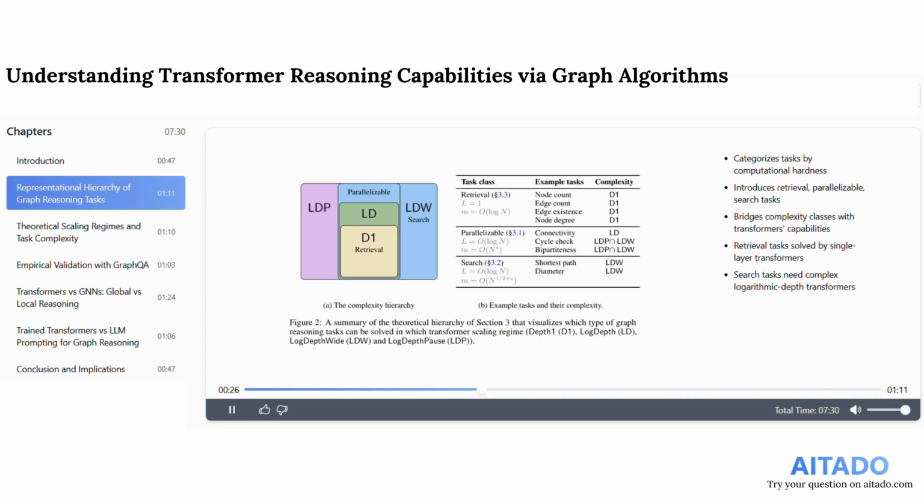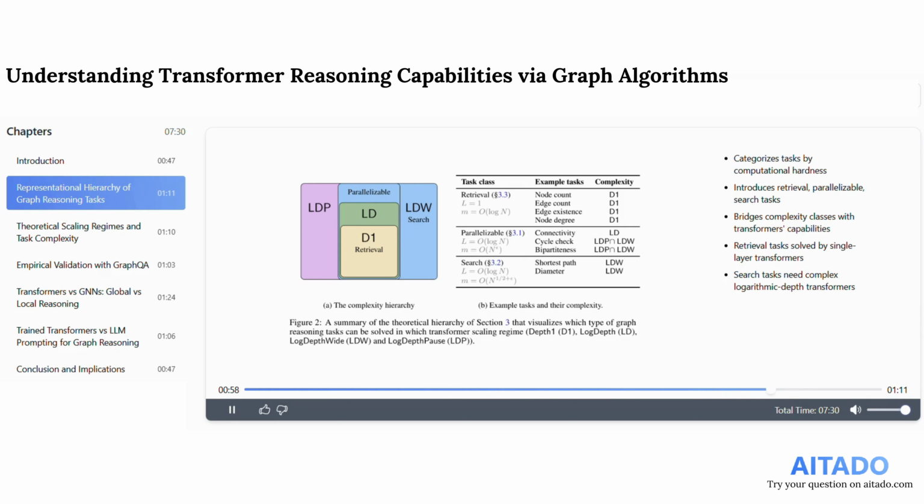Retrieval tasks, such as determining node count or edge existence, are the simplest, efficiently handled by single-layer transformers, labeled as D1 in the chart. Parallelizable tasks, including connectivity checks and cycle detection, require transformers with logarithmic depth, symbolized by LD, for effective processing. Search tasks, like finding the shortest path or calculating the graph's diameter, demand more intricate solutions with logarithmic depth and potentially wider transformers, marked by LDW and LDP.